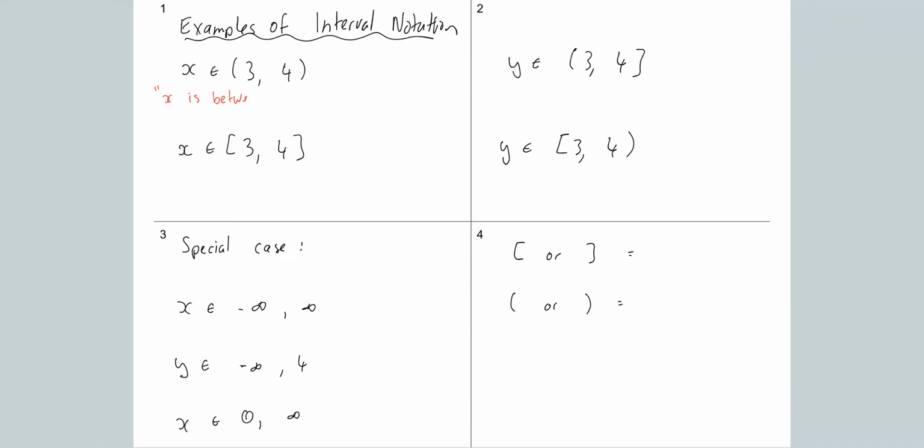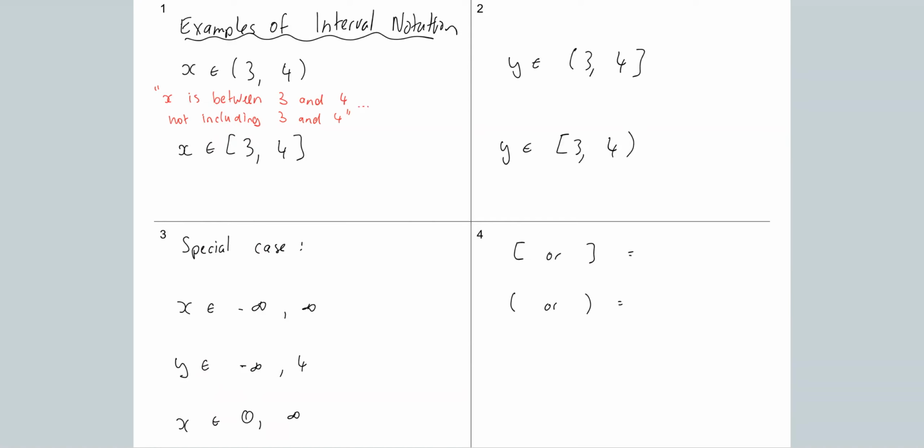X is between 3 and 4. Okay, and here's the kicker. The round brackets mean not including 3 and 4.